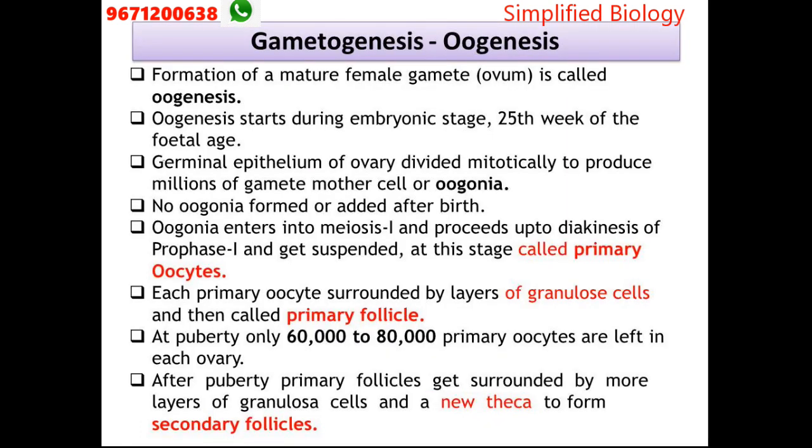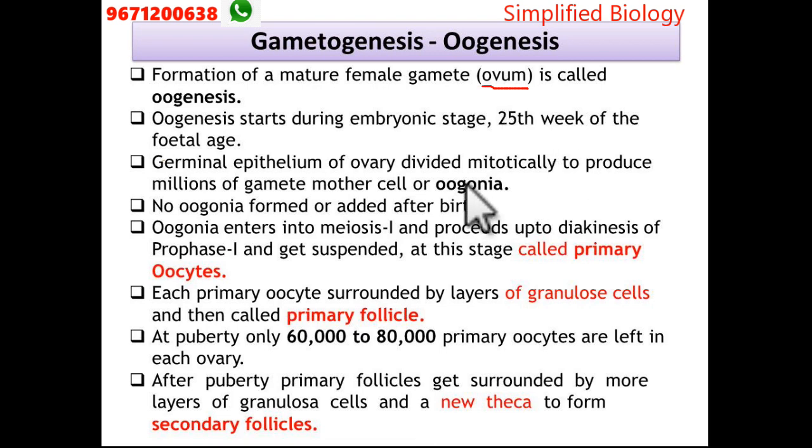The major topic is gametogenesis in the female reproductive system. Like spermatogenesis in the male, here it is named oogenesis, that means formation of the ovum. Formation of the ovum is named oogenesis. Clear? Remember, a few very important definitions and critical points are here.